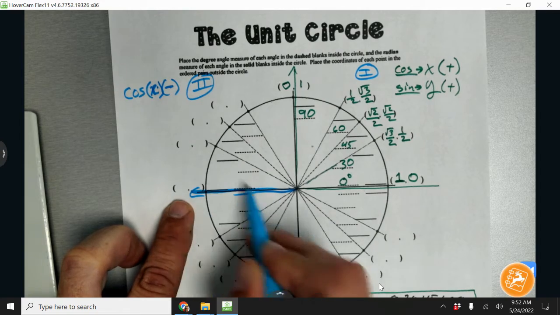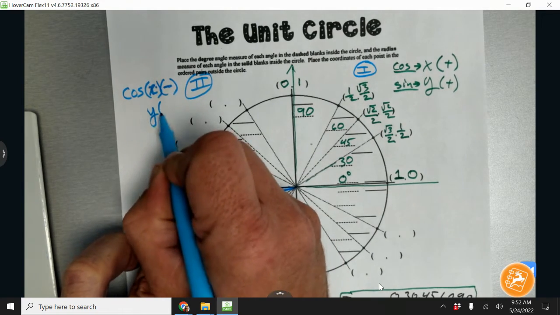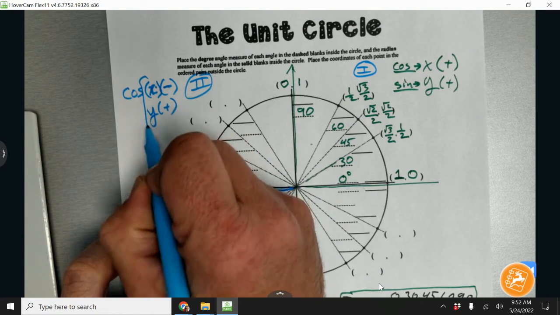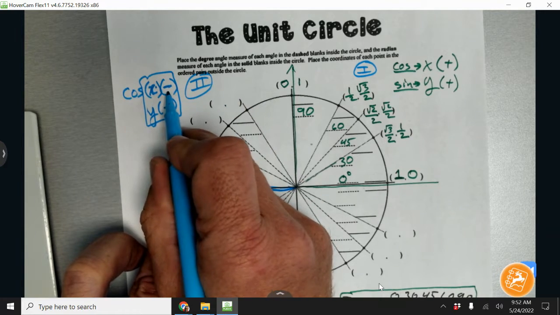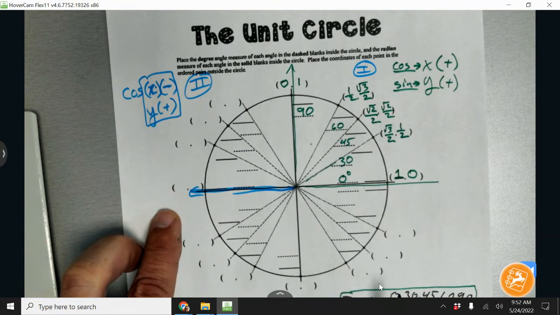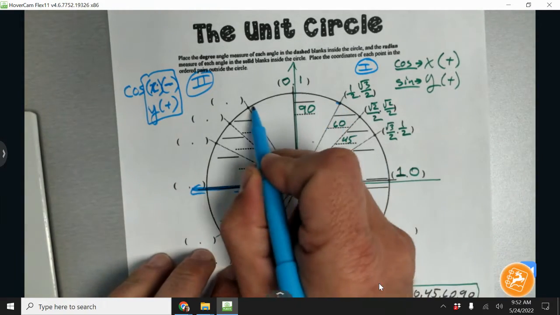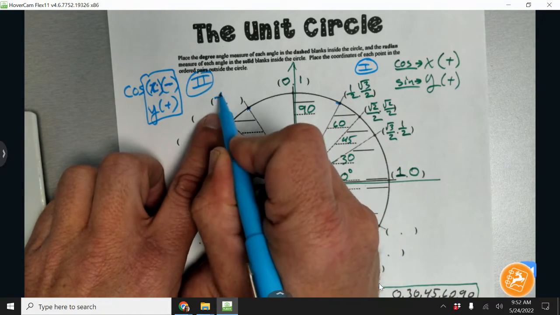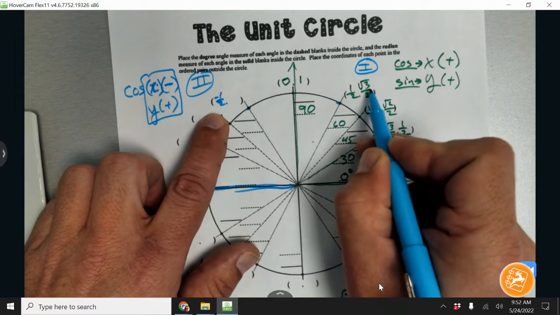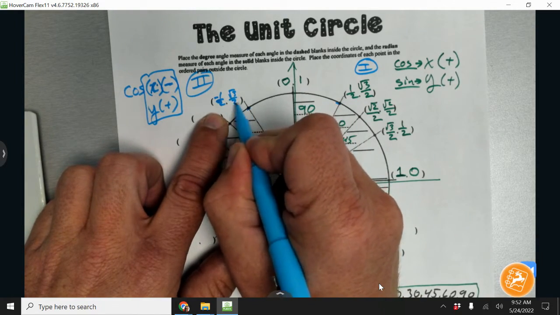How about my y values? My y values are positive. Okay? So in quadrant 2, I have x's are negative, y's are positive. Okay? So what happens here? If I just bring this straight across here, I have minus 1/2. What happens with radical 3 over 2? It just stays radical 3 over 2.